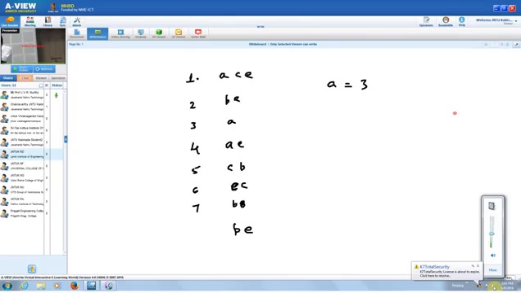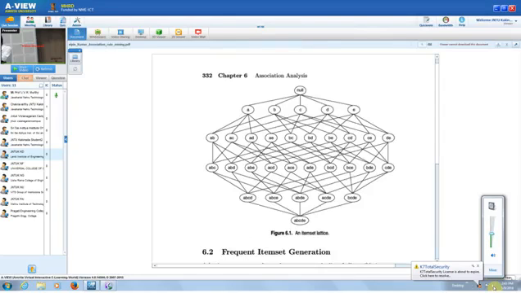So in our case, wherein I have 5 items, so K is 5, and the number of candidates generated is 31, right? So the transaction database has got 7 values, right? That means for every item, for A, you have to search the entire database.